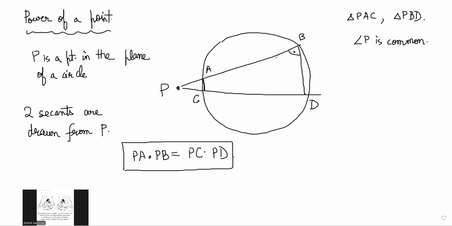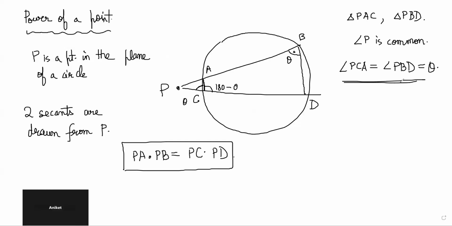So if you think about it, this is a cyclic quadrilateral. So if this angle is theta, this angle is 180 minus theta, right? So this angle is theta then. So basically, angle PCA is equal to angle PBD is equal to theta. Is everyone understanding what I'm saying? Yes, sir.